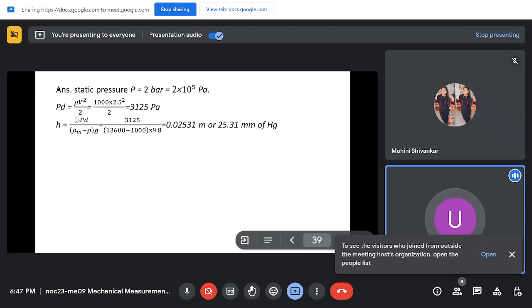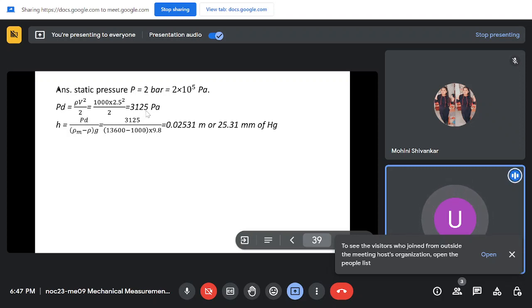So the head developed is the static. In this case, the pitot static tube will measure the dynamic pressure. So that's known. So for the pitot, the head developed will be just the head of the dynamic pressure. So P_D by (rho_m minus rho) into g. So rho_m minus rho is just the conversion from the water column to the mercury column. So using that relation, we get the dynamic pressure.